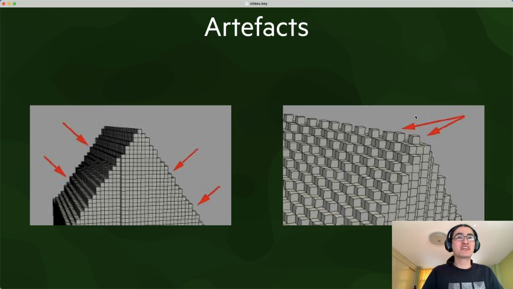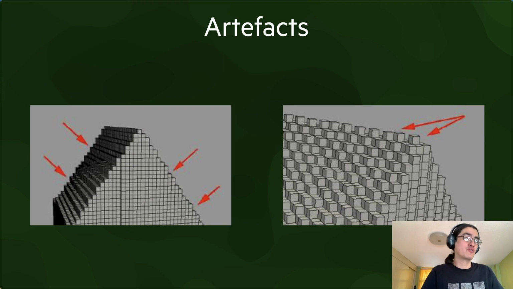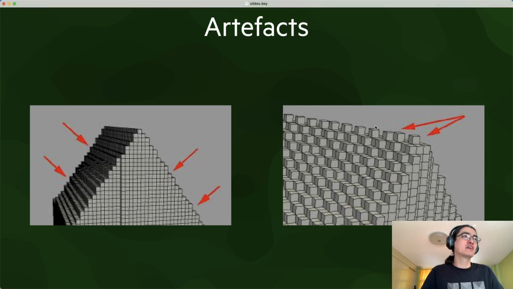There are also some artifacts, like you see here, this staircase look on roof eaves, or when you have the ridge of the roof, the very top line of the roof, you get a series of voxels that are not really connected, which is not really ideal.